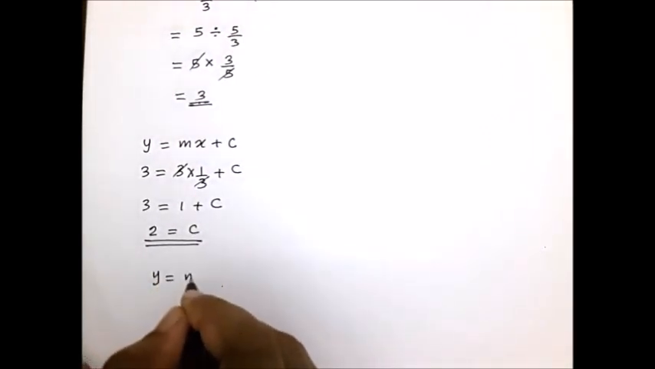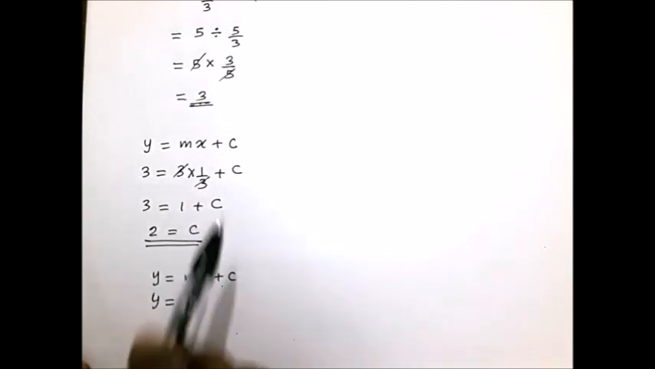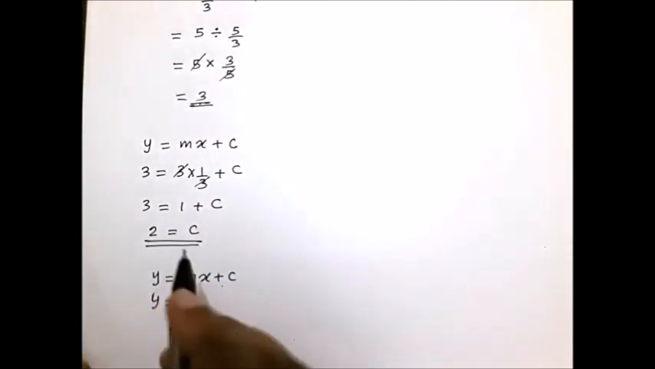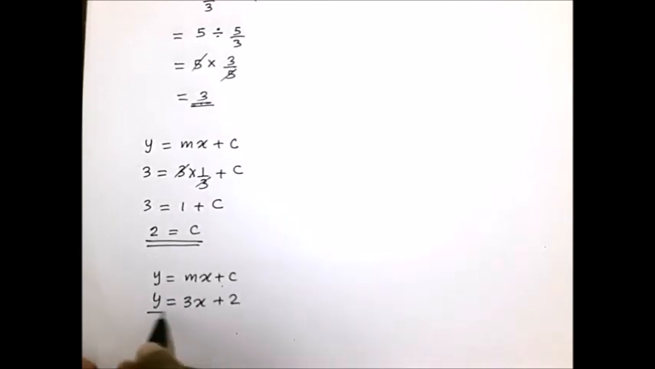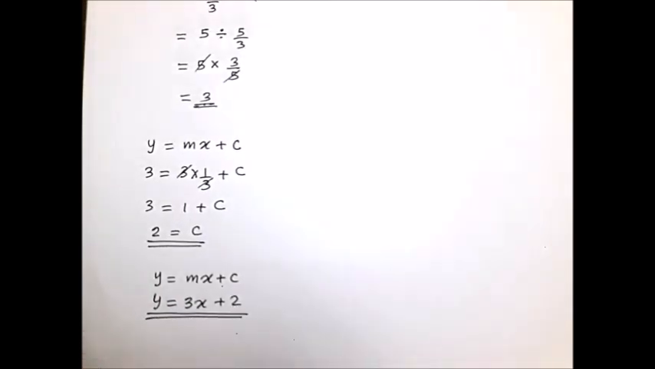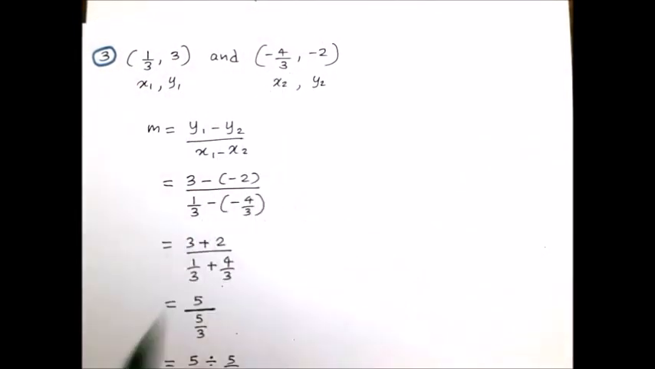Now substitute values in y equals mx plus c. m is 3, c is 2. y equals 3x plus 2. This is the equation of the straight line that passes through these 2 points.